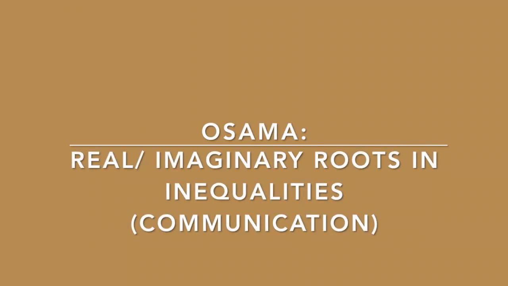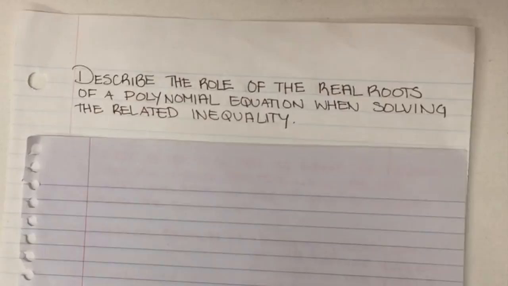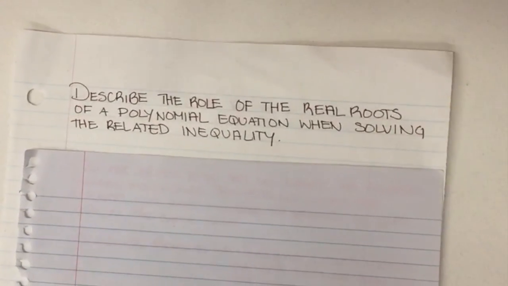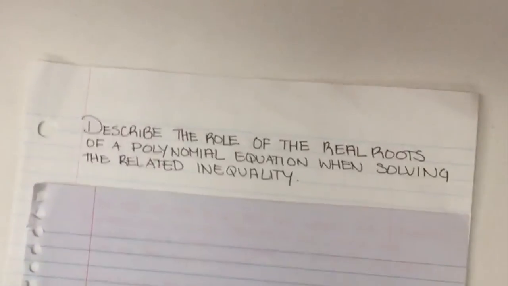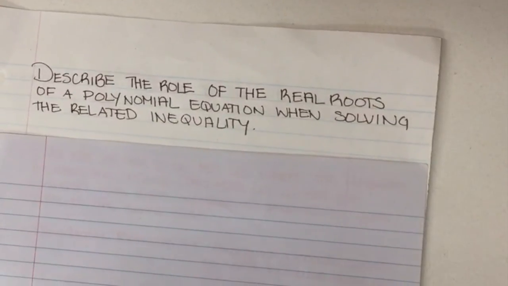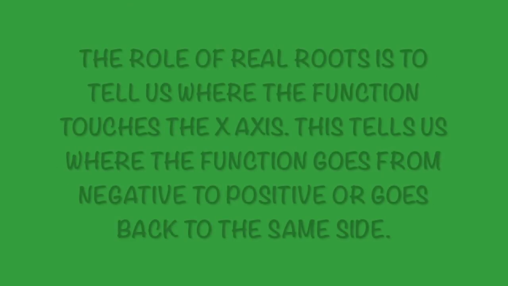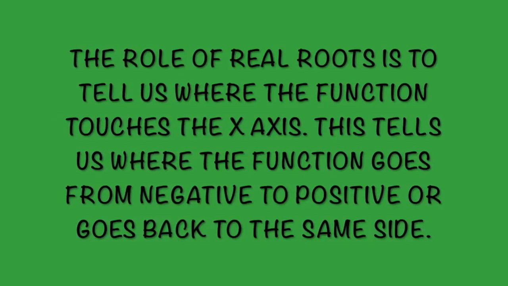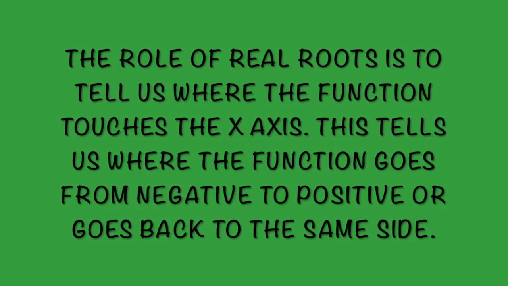Hi guys, it's Sama here, and I'm going to be doing communication for this unit. The communication question we're looking at today is: describe the role of the real roots of a polynomial equation when solving the related inequality. So the role of real roots is to tell us where the function touches the x-axis. This tells us where the function goes from negative to positive or goes back to the same side.